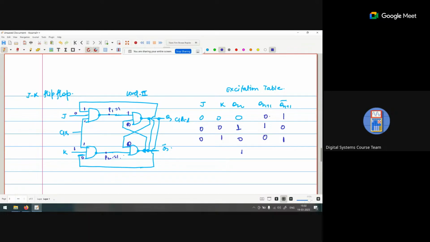But when Qn is 1, Q is 1 here, so we get 1 here. And here we get a 0. Now P2 is 0 and P1 is 1. P2 is 0 and P1 is 1. P2 is 0, that means Q bar is 1. When Q bar is 1, this 1 is going here. So 1, 1, Q is 0.